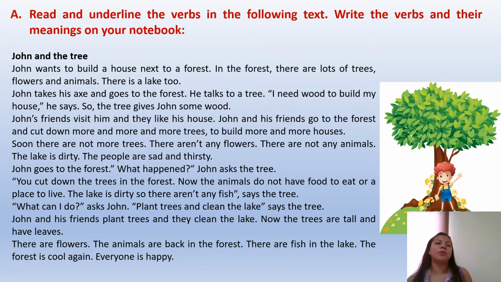So, this is the reading. What are you going to do? You're going to identify the verbs. Let's start, for example, with the first sentence: John wants to build a house. This is the first sentence. I'm going to identify the verbs. Wants, it's a verb. Build, it's a verb. So you're going to write down the verbs from the reading in your notebook. And then you're going to look for the meaning of these verbs, okay? So that's it.